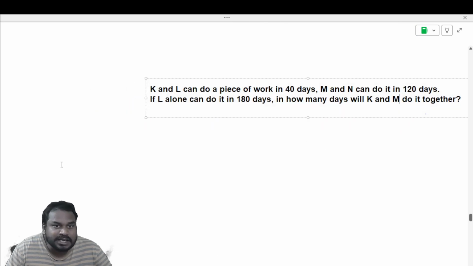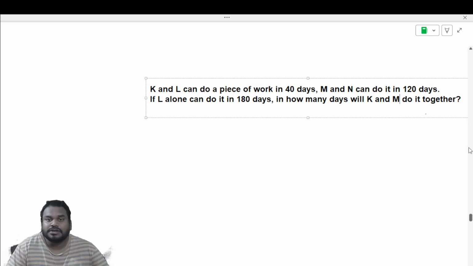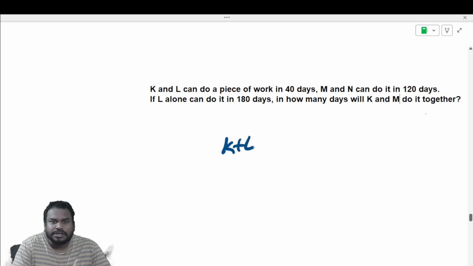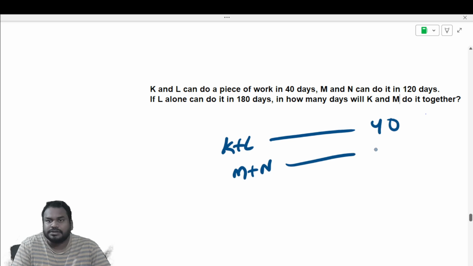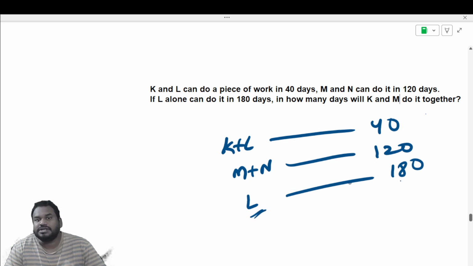Now K and L can do a piece of work in 40 days, and L and M can do it in 120 days. If L alone can do it in 180 days, in how many days will K and M do it together?